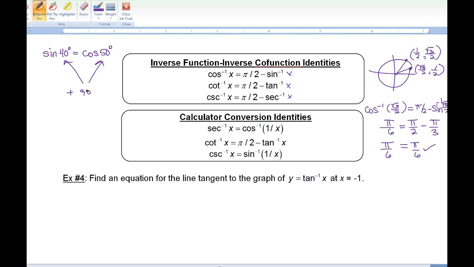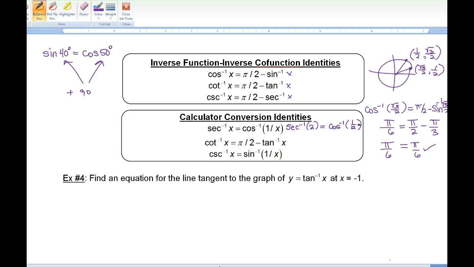So some of you have run into trouble sometimes with plugging into our calculator. If you have to evaluate secant inverse of something, you have to do cosine inverse of 1 over that. Otherwise, you'll get an error on your calculator. So for example, if I wanted to find the secant inverse of 2, you would put in your calculator cosine inverse of 1/2.